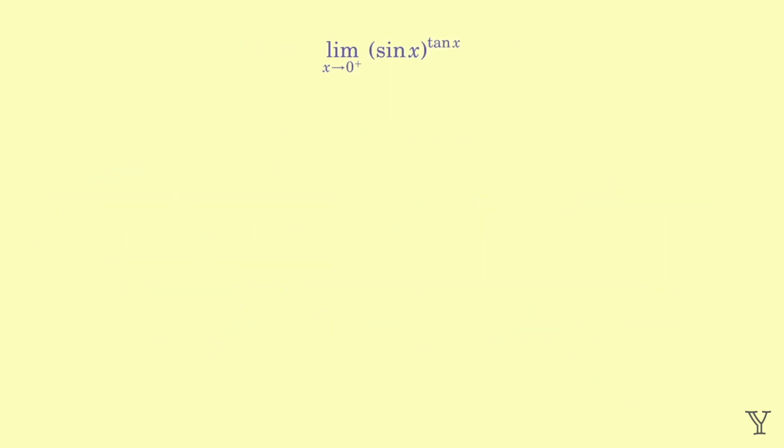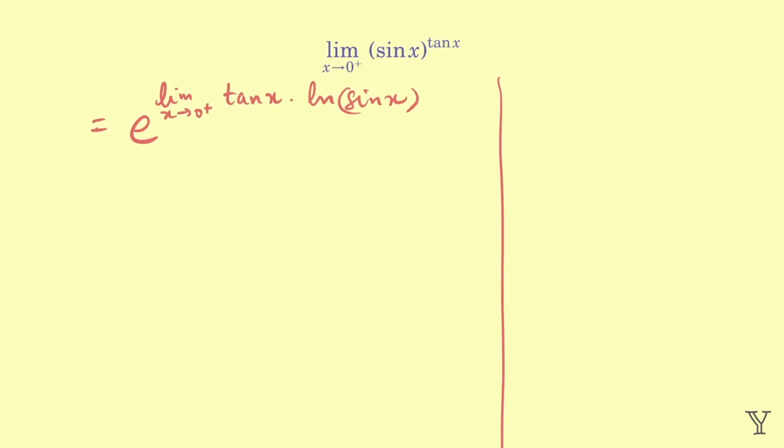Alright, let's work out the solution to this problem. We will use the identity u to the power v is equal to e to the power v log u. Therefore, we rewrite the given limit as e to the power limit x goes to 0 plus tan x times log sin x. We will now evaluate the limit in the exponent, and in the end, we can substitute the result back into the original problem.